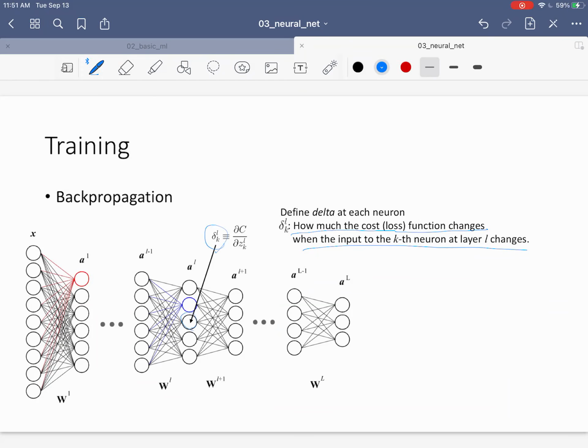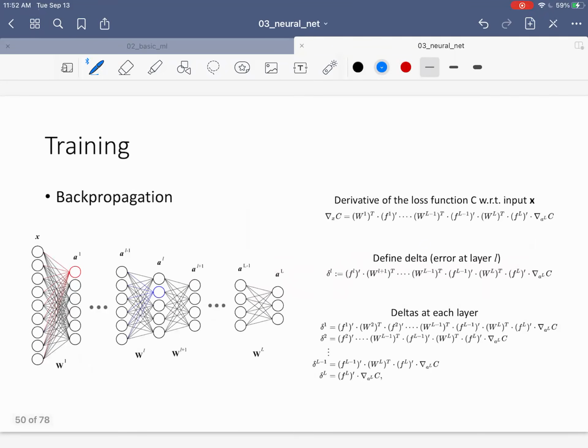So delta L K is how much your final loss changes when the input to the kth neuron in the Lth layer changes, right? That is actually the definition of a derivative. When you do a differentiation, you want to see how the output changes when you change the input. So that is what delta L K is, and you can write it like this: delta L K is the differentiation of C with respect to this particular neuron's input, the weighted sum input here.